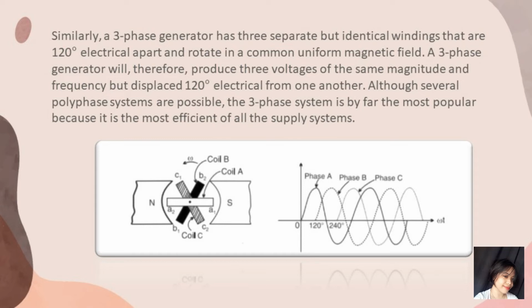Although several polyphase systems are possible, the three-phase system is by far the most popular because it is the most efficient of all the supply systems. Sabi nga dito, yung three-phase system daw is the most popular because it is the most efficient of all the supply systems.